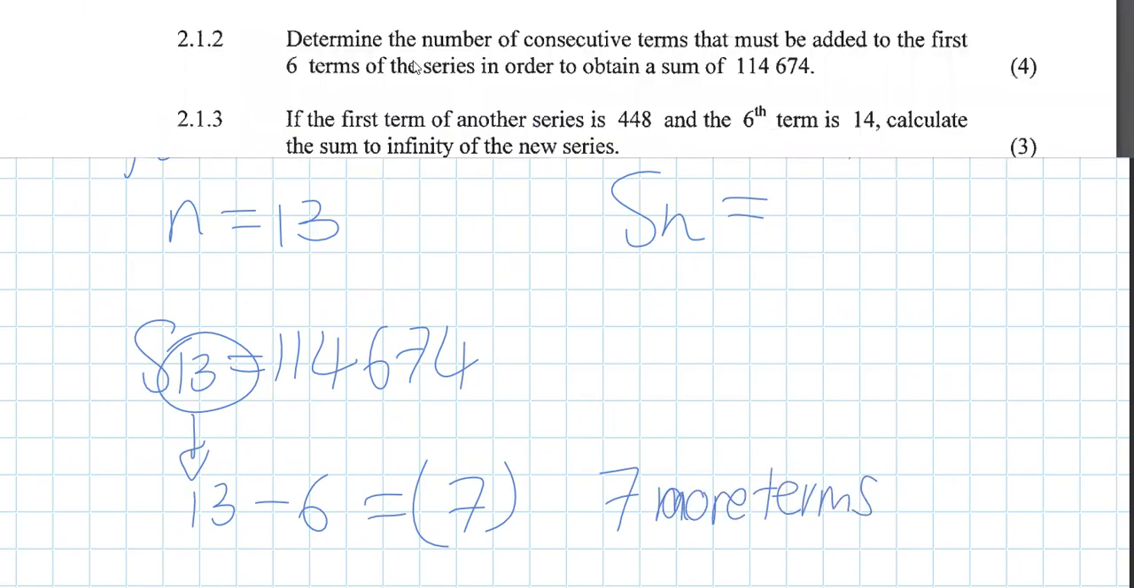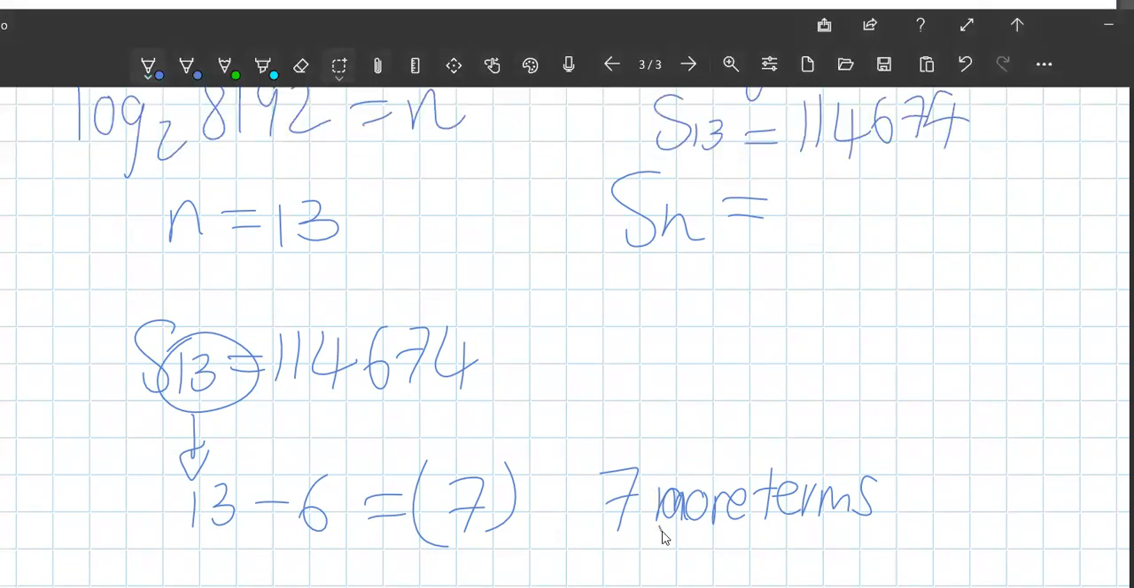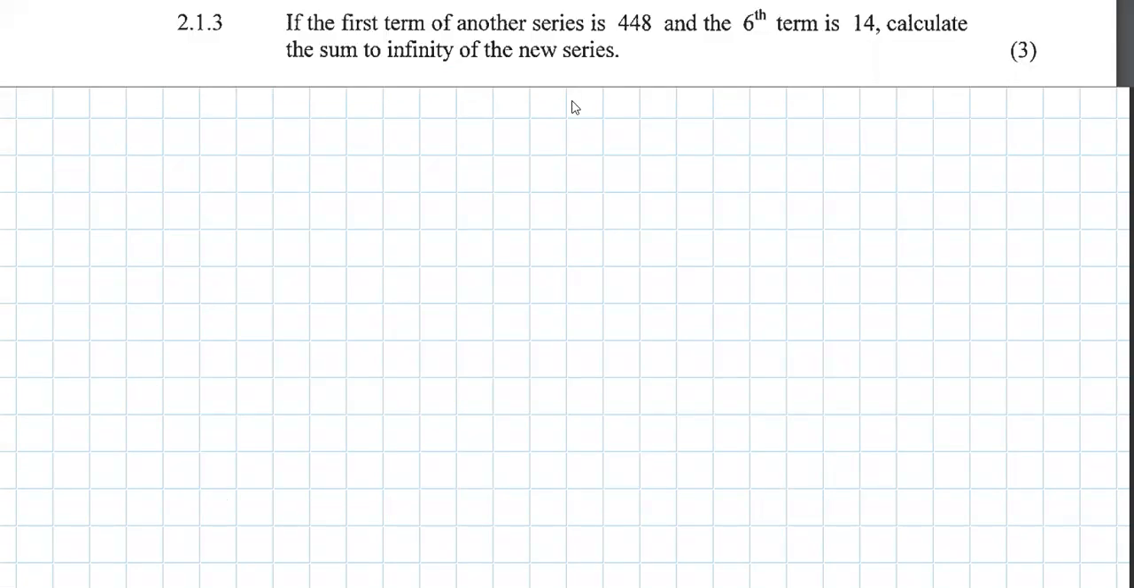7 more terms. Let's just check the question. It says, how many number of consecutive terms must be added to the first 6 another? 7 terms must be added. Right, so the previous question was actually fairly straightforward. You just had to find S13 and then minus 6, the first 6 terms, so there's 7 consecutive terms.